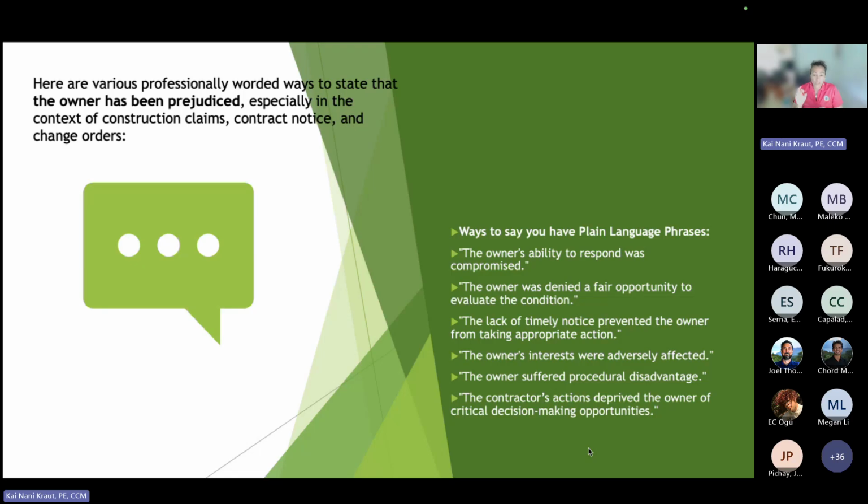Here are various professionally worded ways to say that the owner has been prejudiced, especially in the context of claims. So ways to say in plain language, the owner's ability to respond was compromised. The owner was denied the fair opportunity to evaluate the condition, lacked timely notice, preventing the owner from taking appropriate action. The owner's interests were adversely affected. The owner suffered procedural disadvantage, and the contractor's action deprived the owner of critical decision-making opportunities.